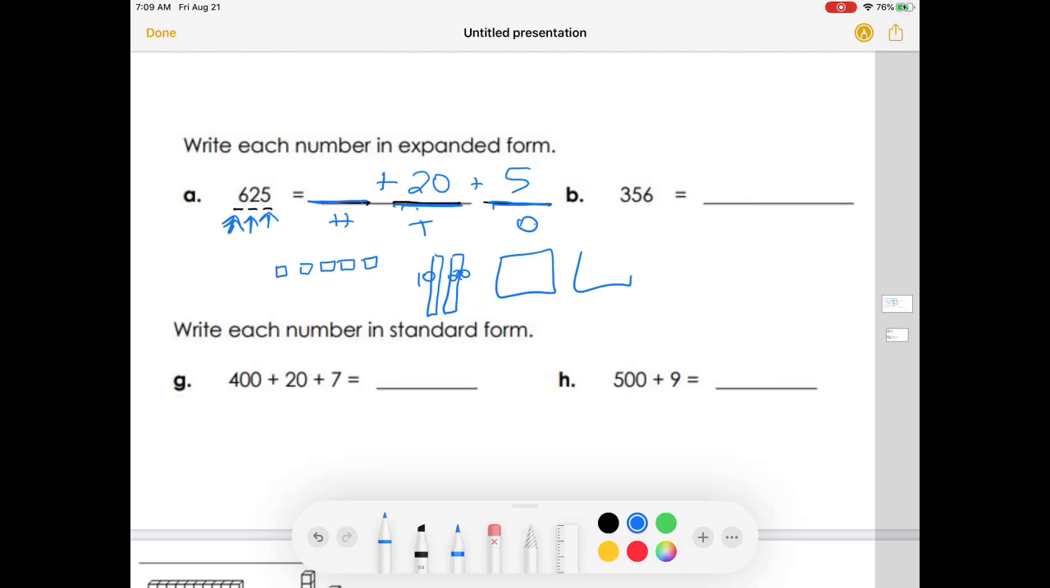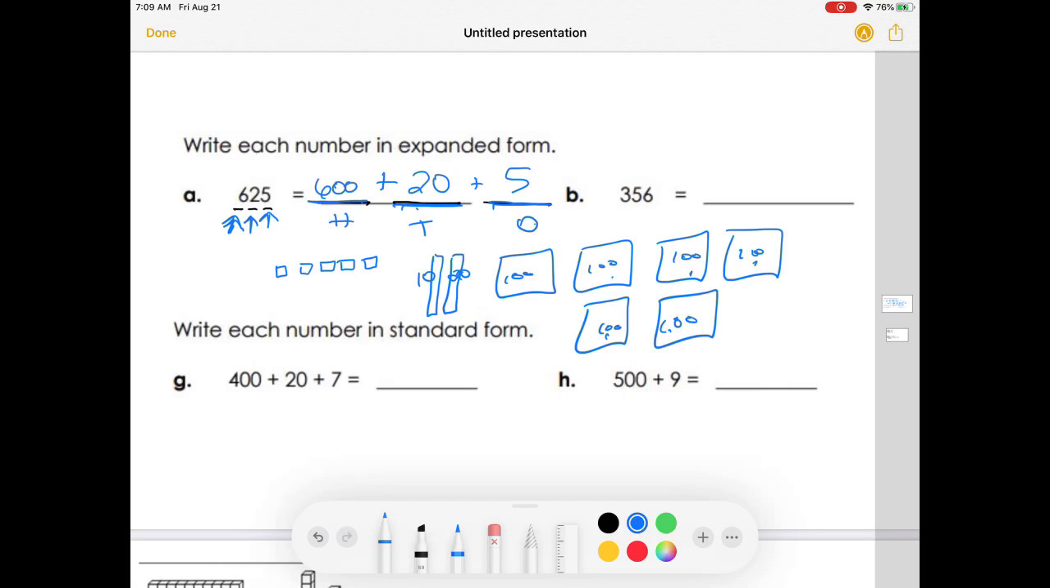That's 1, 2, 3, 4, 5, 6. And each worth 100. So when I add them all up and count them together, it's 100, 200, 300, 400, 500, 600. So the expanded form of 625 is 600 plus 20 plus 5.